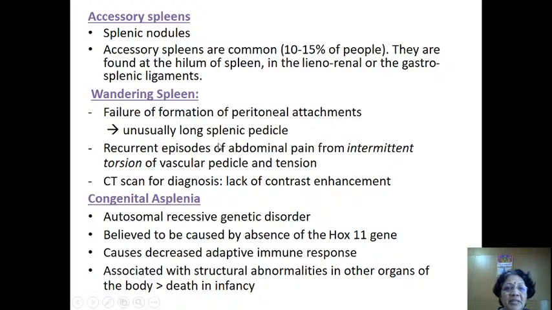So the accessory spleens may happen because they are being formed by fusion of several separate pieces. 10 to 15% of us have it, and where they will be found, they won't be more than 2 centimeters usually, any one of those pieces. So at the hilum, in the lienorenal or gastrosplenic ligaments is where we can find these accessory spleens.